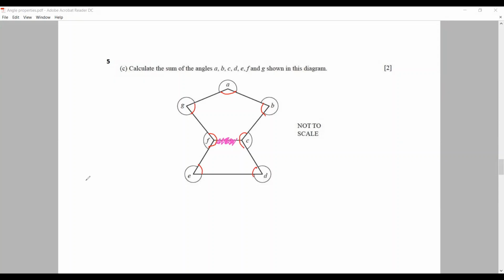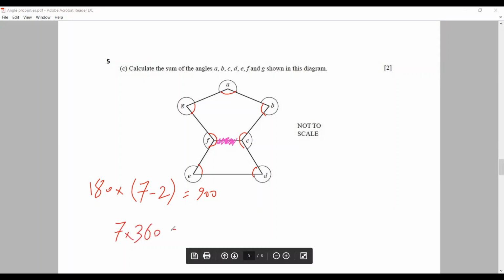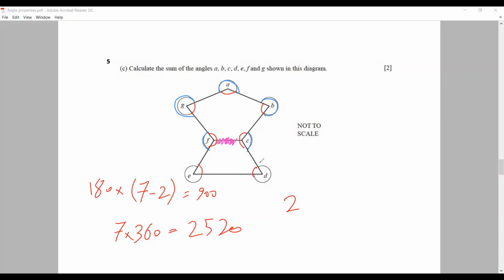So we're looking at 180 times, so that is 7-sided, meaning 7 minus 2, okay, 900. And I got how many points here? I have 7 points. In total, because at each point there is one complete revolution, that means 360. So 7 times 360 is basically 2,520.